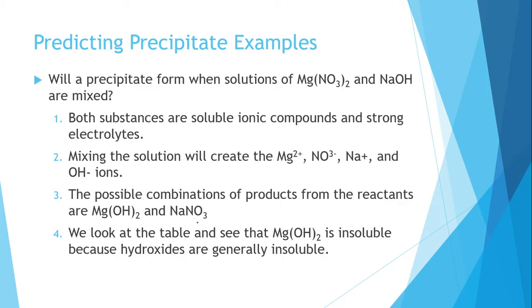Here's an example we're going to walk through. The question we're going to try to answer is, will a precipitate form when solutions of magnesium nitrate and sodium hydroxide are mixed? Now, both of these are soluble compounds, so they're going to split into ions, and they're strong electrolytes because there's a metal in them.